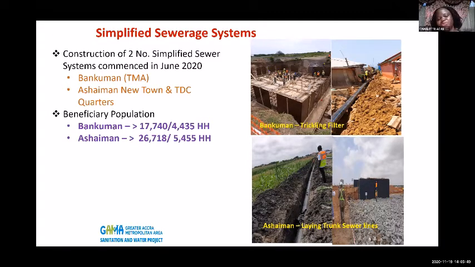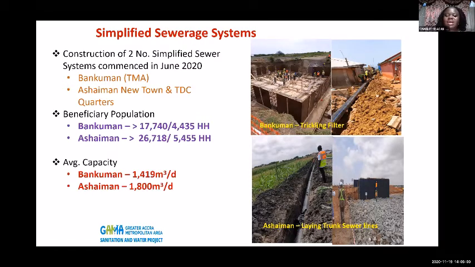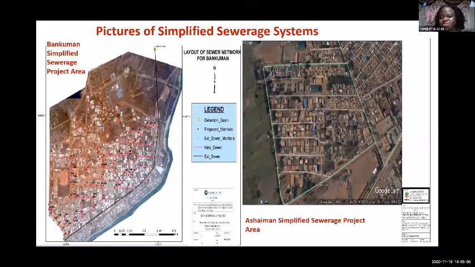So we are going to connect about 4,435 in Bankuman and 5,455 in Ashaman. If you look at the layout of the community, it's a very crowded community with no space, but of course the main line is there. So it's easy to have some networks into the communities, then the households will just connect their pipes from their toilet, and we will give them the bowls for them to be able to also use the facility.